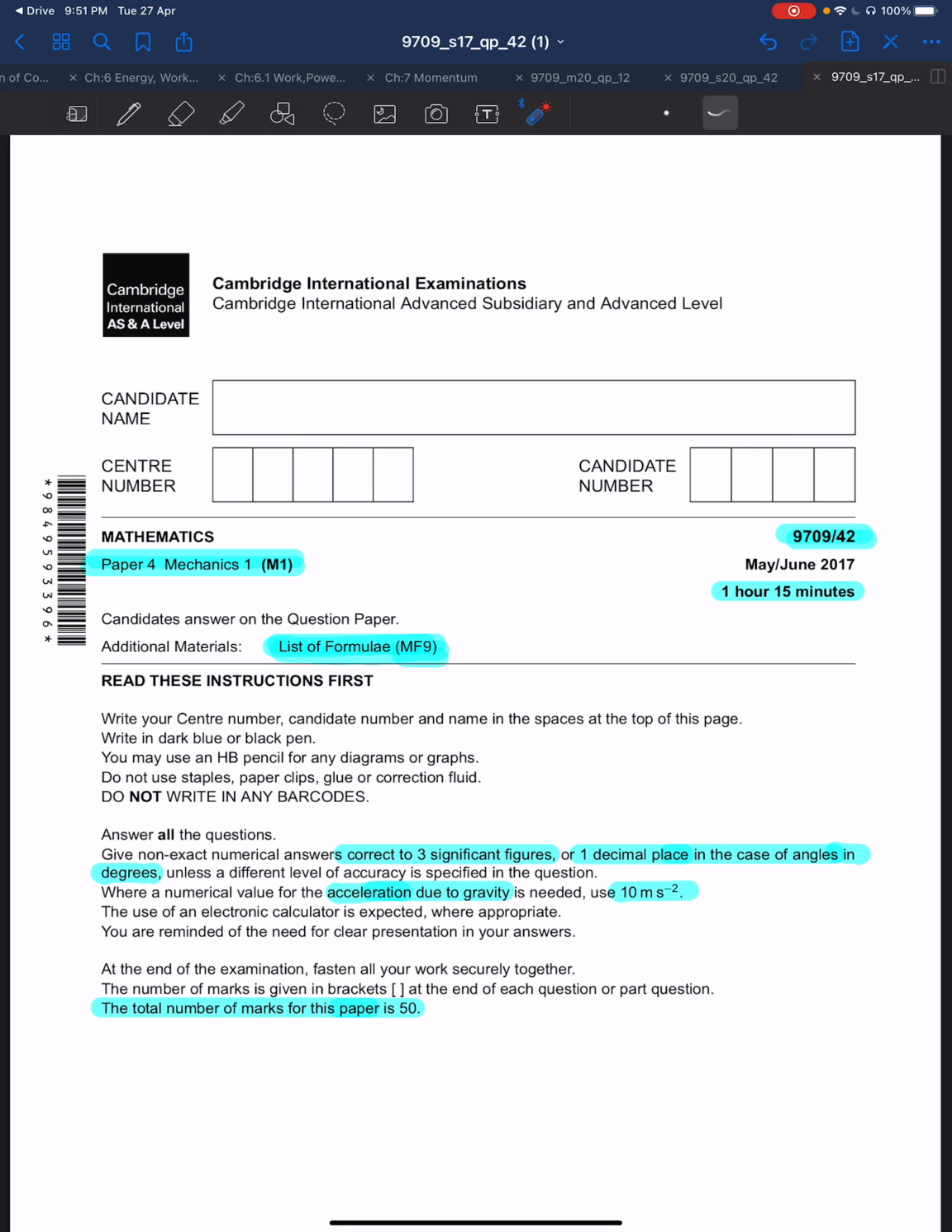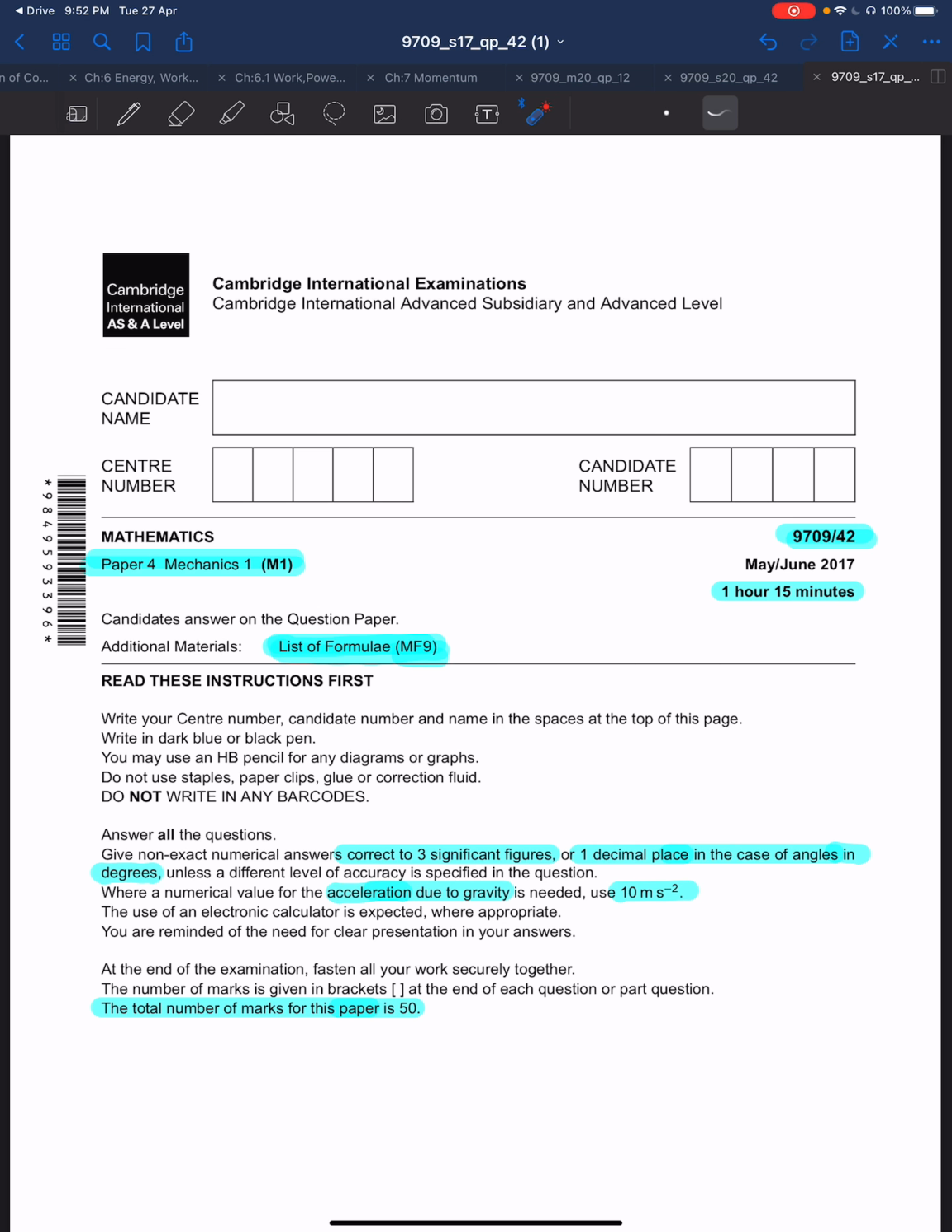Today we are going to start solving a past paper of A-level mechanics, which is called paper 4, and normally we say mechanics 1 or M1. The M1 has code 97094 and paper 4, and 2 is the variant. You could have 4-1 or 4-3 as well, but this code is for you for the Asian zone.